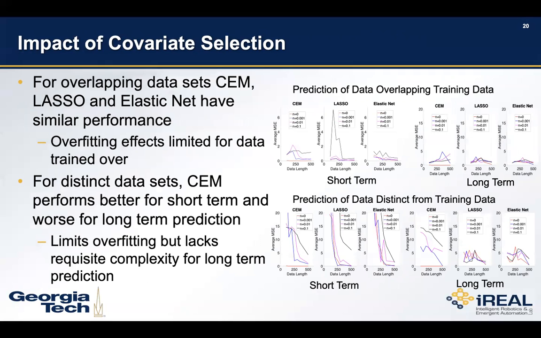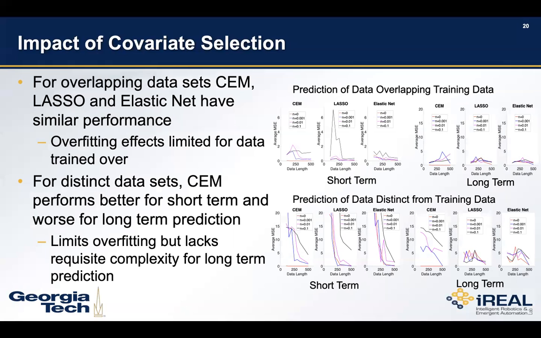And what we can see is that in the case of the training and testing data when they overlapped, as shown by the two figures on top, for short and long term, the CEM, lasso, and elastic net techniques all had very similar results. However, when we moved on to the case of the training data and testing data being distinct, we begin to see more of a difference. What we see is that in the case of short-term prediction, or the case where there is measurement update, the CEM has far better performance than lasso and elastic net. And the cause for this is that the CEM does not overfit the model and thus is able to more accurately represent the data in cases that are different from what it was trained over.